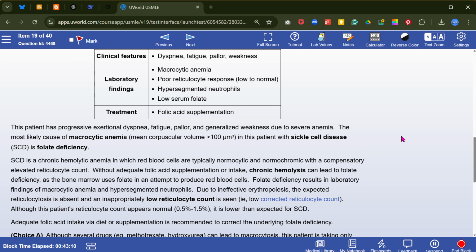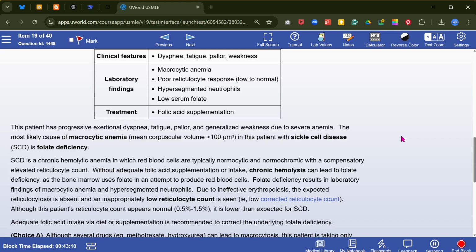So this patient has progressive exertional dyspnea, fatigue, pallor, and generalized weakness due to severe anemia. The most likely cause of macrocytic anemia, MCV more than 100, in this patient with sickle cell disease is folate deficiency. Sickle cell disease is a chronic hemolytic anemia in which red blood cells are typically normocytic and normochromic with a compensatory elevated reticulocyte count. Without adequate folic acid supplementation or intake, chronic hemolysis can lead to folate deficiency as the bone marrow uses folate in an attempt to produce RBC. Folate deficiency results in lab findings of macrocytic anemia and hypersegmented neutrophils.